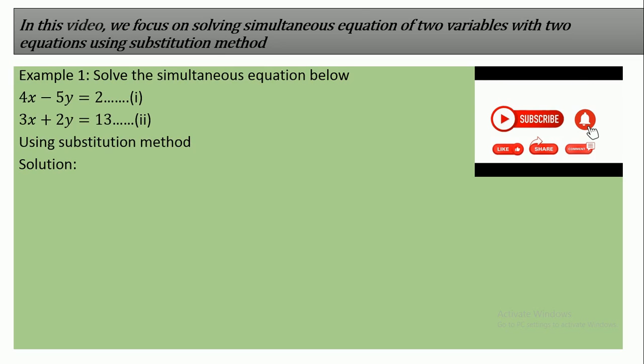The first example is given. Solve the simultaneous equation below. 4x minus 5y equals 2, equation 1. 3x plus 2y equals 13, equation 2. So we want to use substitution method.